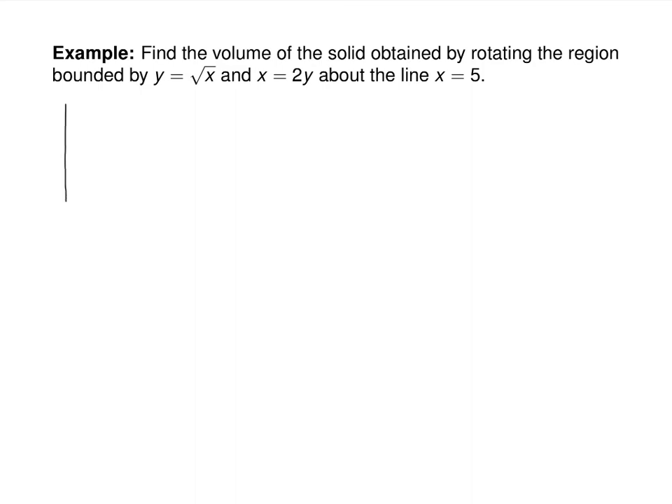y equals root x. x equals 2y, same thing as y equals x over 2. So slope 1/2 will look like this. And we're going to rotate about the line x equals 5. So there's your line of rotation. That's what you're going to spin around.